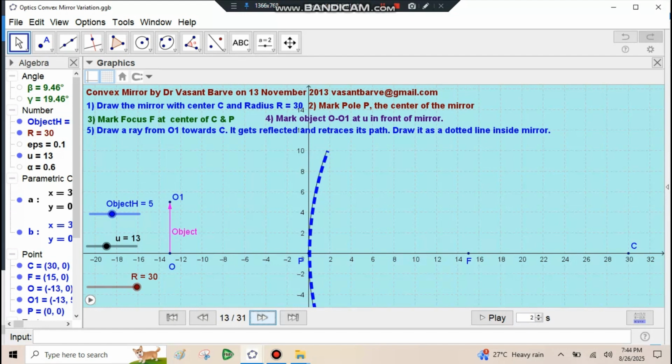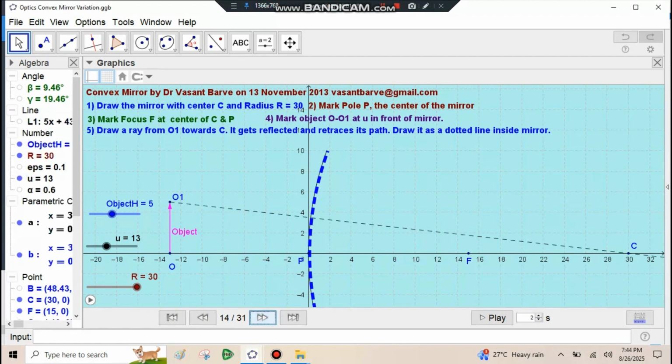Okay, so we'll draw one ray from O1 towards C, and please note that this particular ray is perpendicular to the mirror, hence gets reflected back. Right, so this ray is reflected back along the same line as AO1.